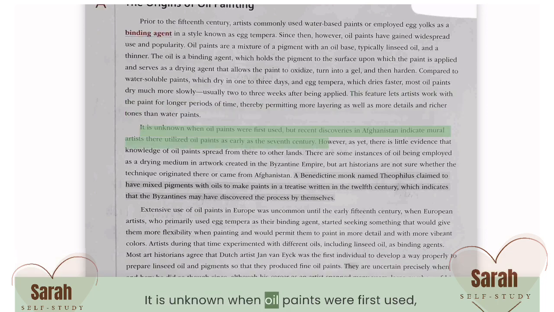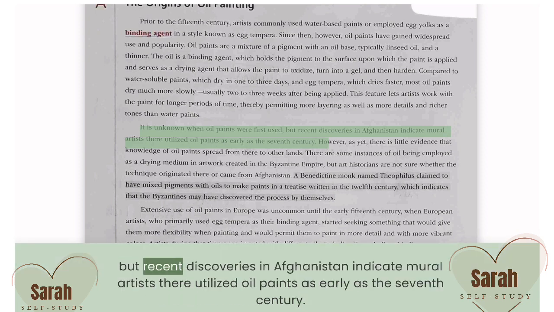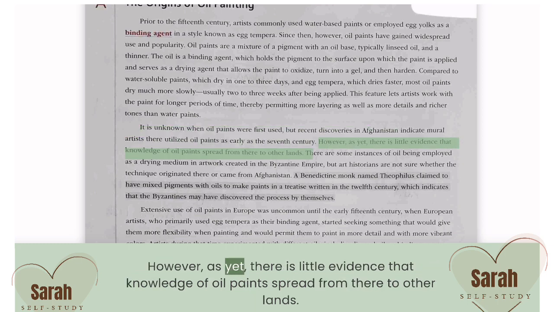It is unknown when oil paints were first used, but recent discoveries in Afghanistan indicate mural artists there utilized oil paints as early as the 7th century. However, as yet, there is little evidence that knowledge of oil paints spread from there to other lands.